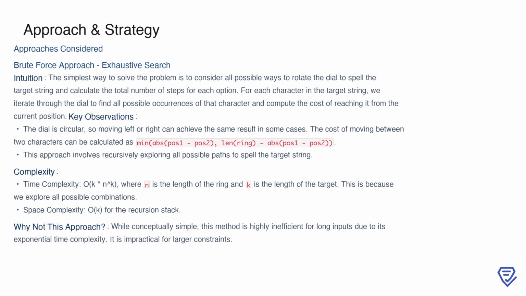While this approach ensures we explore all possible paths to spell the target string, it's computationally expensive. Specifically, the time complexity grows exponentially as it explores all combinations of movements, making it impractical for larger inputs. Additionally, the recursion stack consumes extra memory proportional to the length of the target string. Although this method is conceptually simple, the sheer inefficiency for larger constraints makes it unsuitable for realistic scenarios.